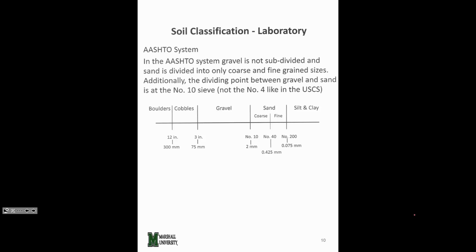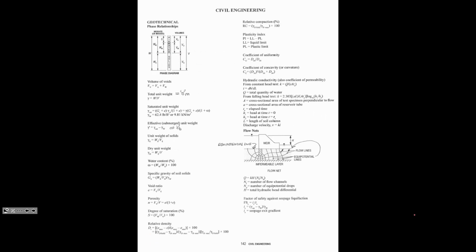Here's the AASHTO system. They don't break their gravels down at all, and they only break their sands into coarse and fine. To make sure you're aware of the differences there. Most everything you're going to get, if I've seen any problems, they give you the amount passing any particular sieve, so it doesn't really matter to you if you're thinking Unified or AASHTO until they say classify it according to this, and then you just have to take the sieve sizes and run with it. So it's typically pretty simple.